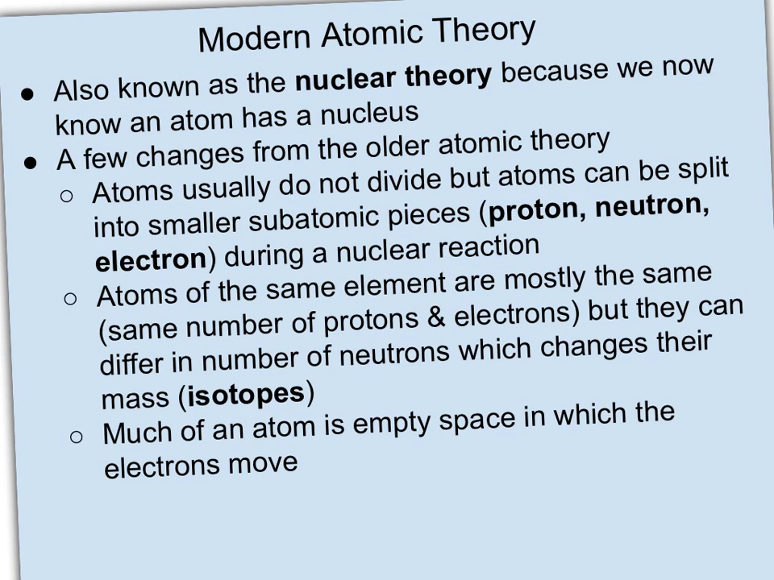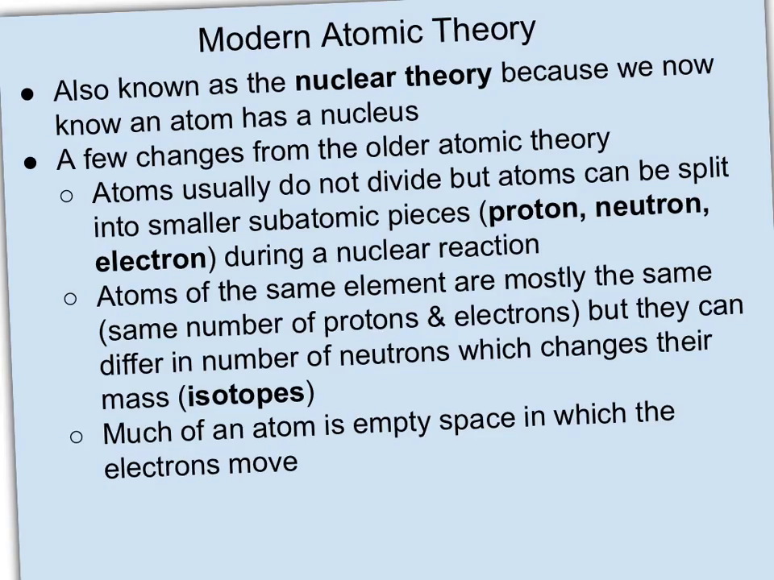So along with Rutherford's idea and various other people's in the 1800s and 1900s, we've now come up with what we call the modern atomic theory. And it's also known as nuclear theory because we know an atom has a nucleus. So when you hear nuclear theory, it's not necessarily this big complex thing. It's just the idea that atoms have a nucleus.